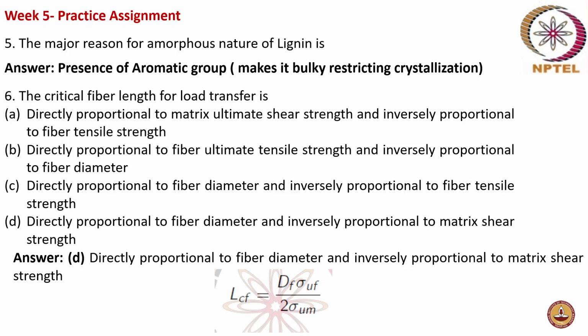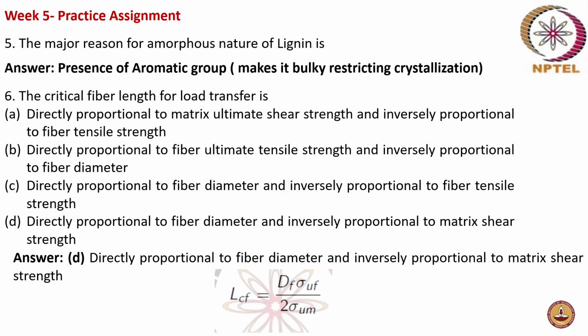Okay, so obviously it should be a direct function of the diameter. Because diameter again is a direct parameter of the fiber, and again the ultimate strength of the fiber, that is the sigma uf, is again a direct function for the fiber, whereas when it comes to matrix it is an inverse function. You are able to get it? Yes, but still my version is that since it is not clear in the question whether it is a matrix or a uniform, we can say C or D both are correct.